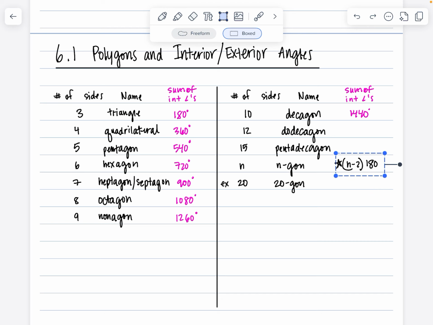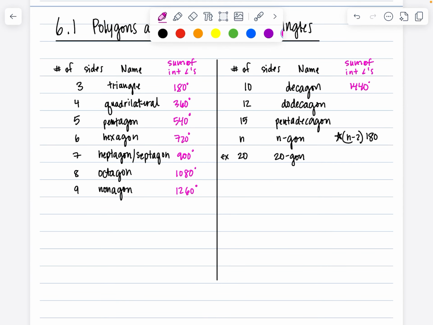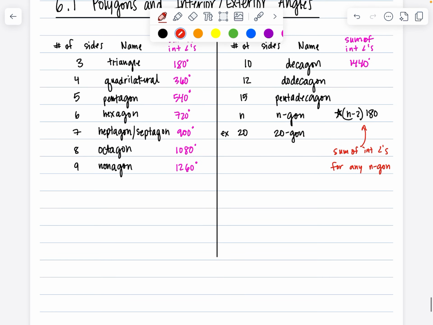I put this in the wrong spot, sorry. Number of sides minus 2 times 180. This is used as the sum of interior angles for any n-gon, or polygon, really.